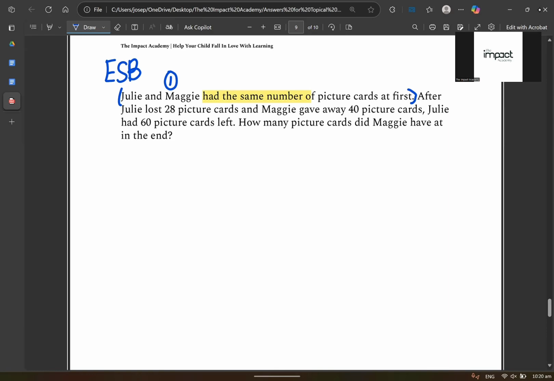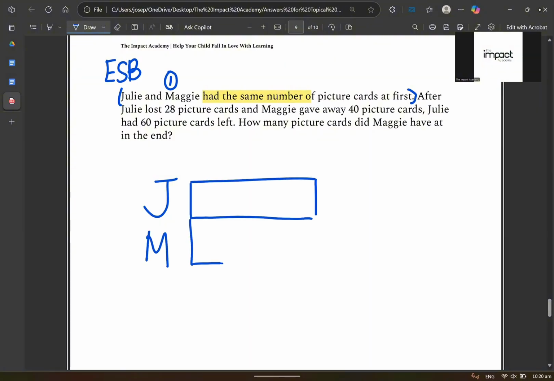Wow, you are helping each other. You talk about sentence number one, he talks about sentence number two. I love that. So Julie and Maggie, model fat or model skinny? You say model fat. Very good. So we are going to write Julie and Maggie had the same, and make sure that they look the same. The model looks the same.